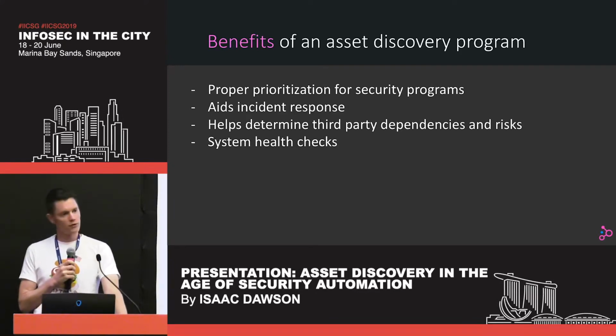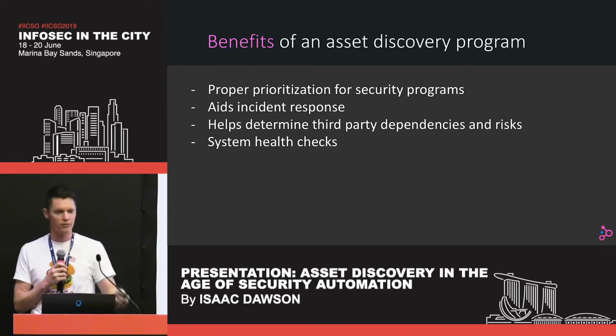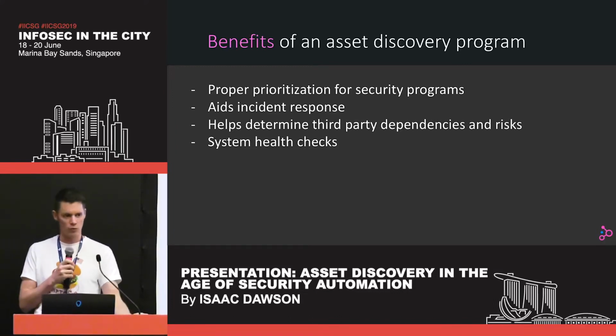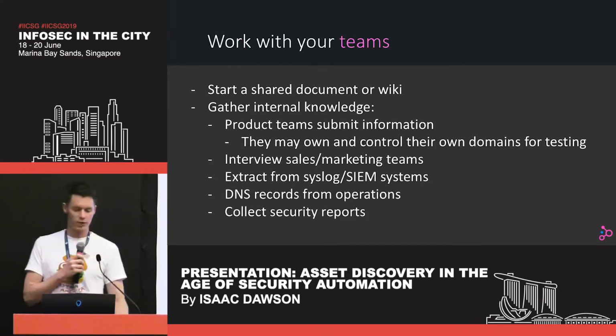Other non-security related issues that an asset discovery program helps with are system health checks. TLS certificates are more of an availability issue. Latency issues too: if you have a good program in place that's doing continuous monitoring, you can get good feedback on how latent your requests are. So how do we get started?